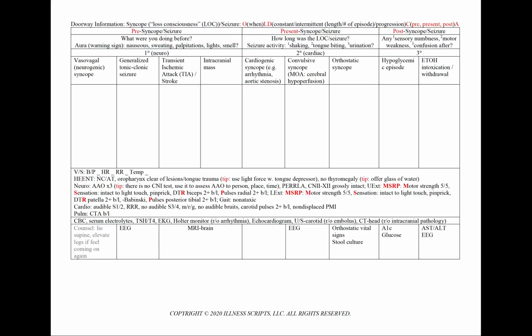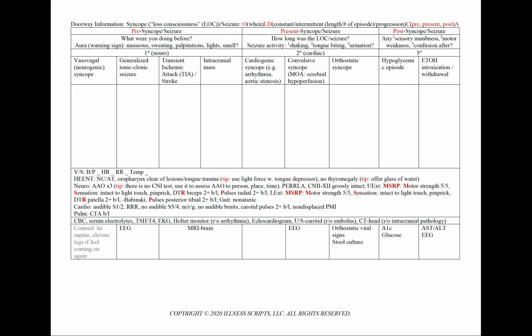Let's take a look at our illness script for a loss of consciousness or for a seizure. Primarily based on our history and his risk factors, we're going to be looking in the middle column under the present side for cardiac etiologies, right? Not really neuro, not really vasovagal all the way on the left, because there were no auras. He doesn't report having any change in autonomic drive. And you can watch a full video to see all the supporting points, but there's been no change in autonomic drive.